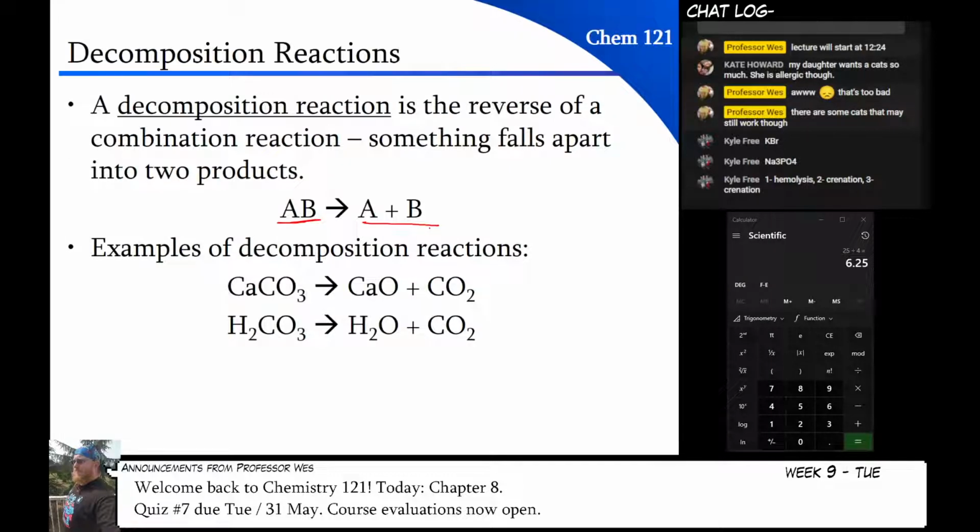So they fall apart. Sometimes the molecules are sort of hidden. So, for instance, calcium oxide plus CO2 makes CaCO3. One of the O's just hops over here. There you go. These are examples of very common decomposition reactions.